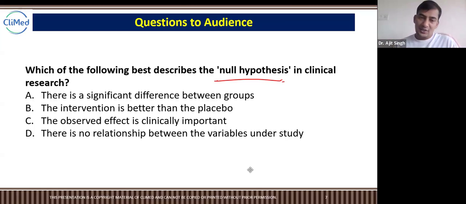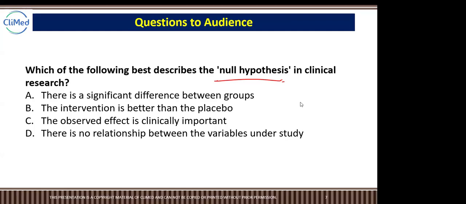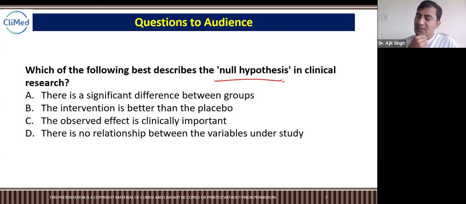Okay, theory. So, suppose I'll give you scenarios. You have to answer those scenarios. There is a group of people with hypertension, high blood pressure, and I want to check if their job stress contributes to the high blood pressure. So what should be your hypothesis? And what is null hypothesis in this case?